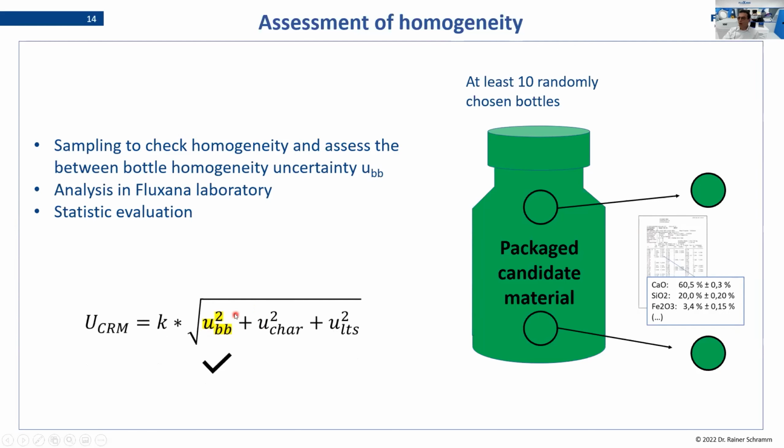So when we remember our total contribution of the three parts of uncertainties, then we have talked about now the between-bottle uncertainty. And this is how we calculate the first U from this homogeneity test.